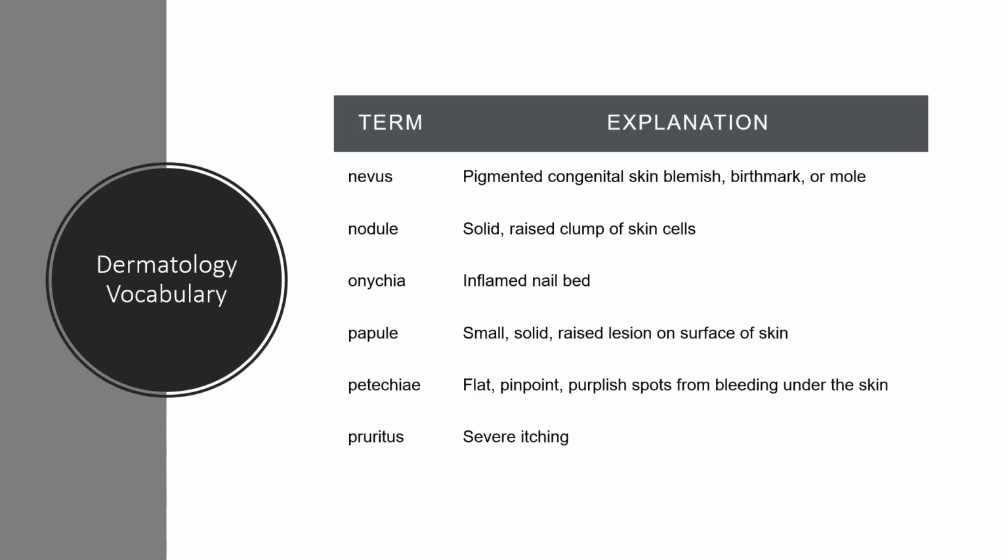Nevus, a pigmented congenital skin blemish, birthmark, or a mole. A nodule would be a solid raised clump of skin cells. Onychia would be a term to indicate inflamed nail bed. A papule is a small solid raised lesion on the surface of the skin. Petechiae are flat, pinpoint purplish spots from bleeding under the skin, and pruritus would mean severe itching.